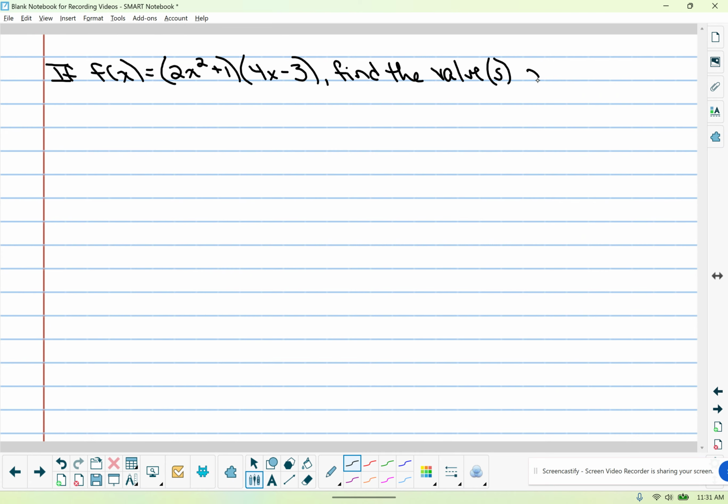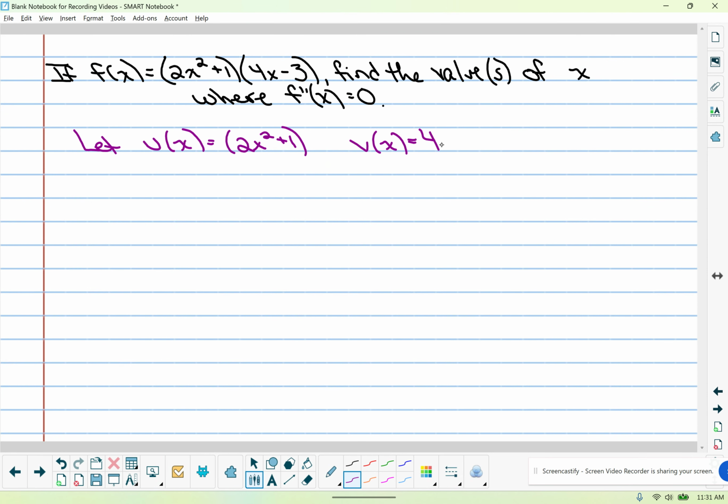Values of x where f double prime of x equals 0. Okay, well, in order to find where f double prime of x equals 0, we have to find f double prime of x. So, first of all, notice that this is a product rule. So we're going to let u of x be 2x squared plus 1, and we're going to let v of x be 4x minus 3.